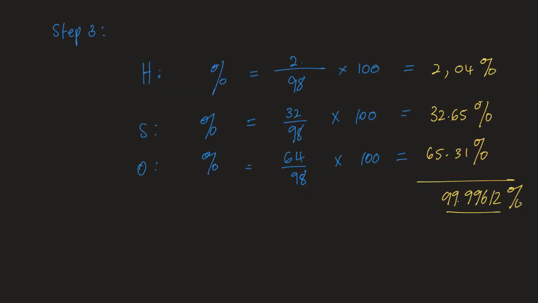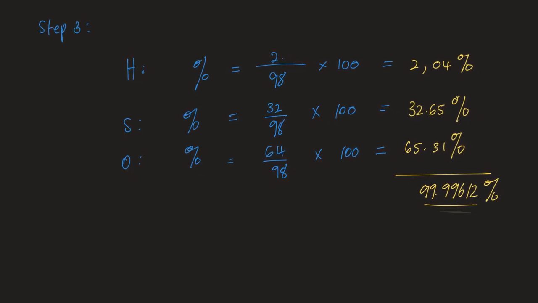All right, if you put it into your calculator, you would have gotten these 3 values. Hydrogen was 2.04%, sulfur 32.65%, and oxygen 65.31%. Now, when I add those values up, the total must be equal to plus or minus 100%. You need to get as close to 100 as possible. That's how we check our answer.